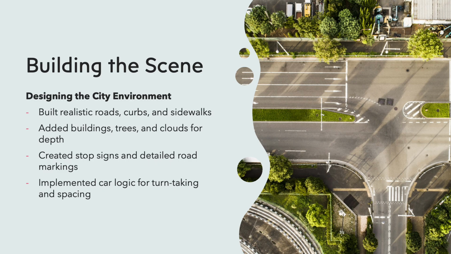So to build the virtual setting, I started by laying out the ground plane and two perpendicular roads to form a four-way stop. Then I added sidewalks and placed simple building structures around the block to give the scene some depth. I also coded custom stop signs using cylinders and text. To make this scene feel more alive, I included drifting clouds and a sunset to enhance the lighting.